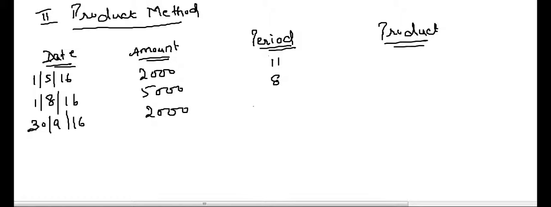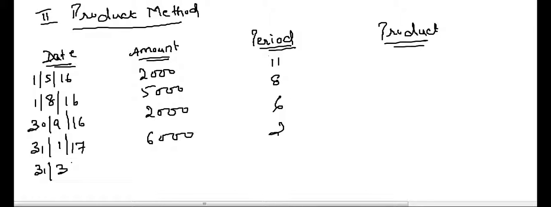Then on 30th of September 16 the amount withdrawn is 2,000. For how many months is it being used? 6 months. Then on 31st of January 17 amount withdrawn is 6,000. It is being used for 2 months. Then on 31st of March amount withdrawn is 2,000. For how many months is it being used? 0. Get the product of this amount and period.